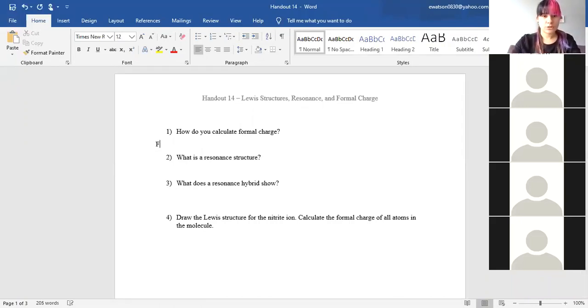So formal charge is equal to valence electrons minus number of bonds minus non-bonding electrons. And I believe it was non-bonding electrons divided by 2, right? It was a half, yeah. Okay.